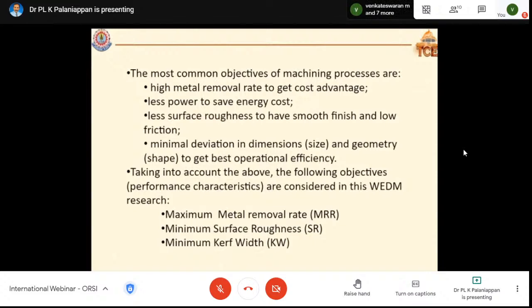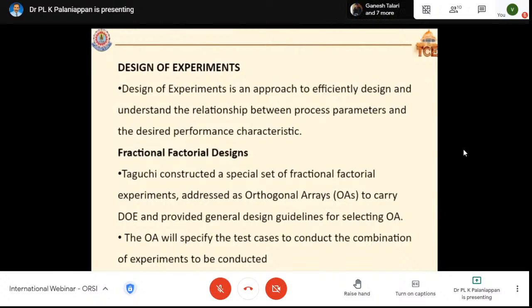Fine, definitely. Taking this into account, the following objectives are considered: as I told you again, maximum material removal rate, minimum surface roughness, and minimum kerf width. For that, we have designed the design of experiment. I am not taking much time on this because we are all knowledgeable people.